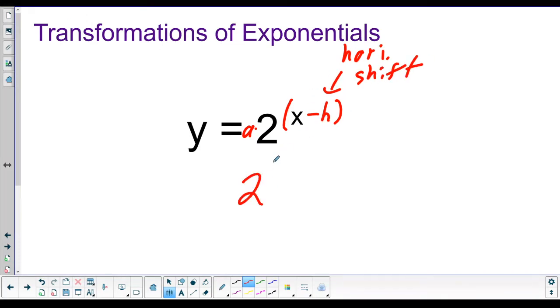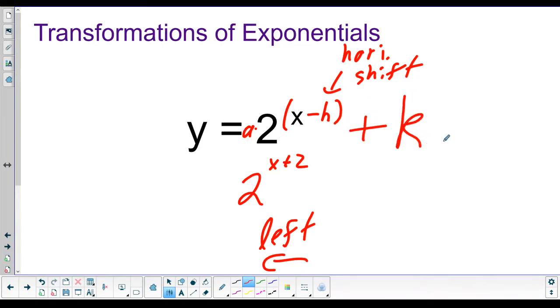So if you see 2x plus 2, that's left 2. And you're going in the negative direction, even though this says plus, because h is always backwards from whatever the sign is. And then, of course, you'll have k, except it doesn't go in the exponent. It's just a big number that you add at the end of your exponential equation.